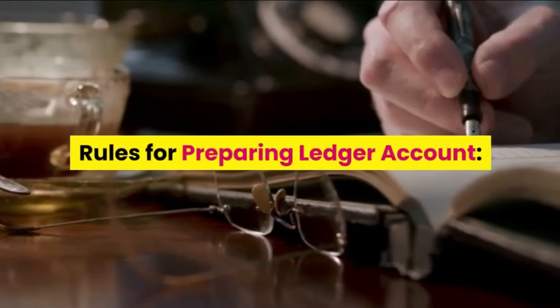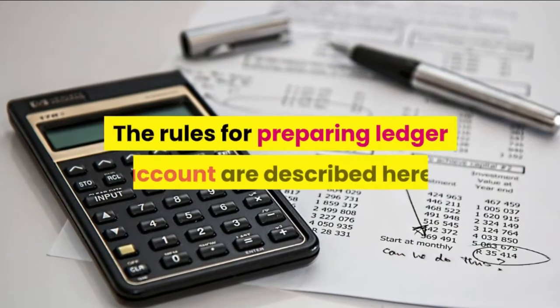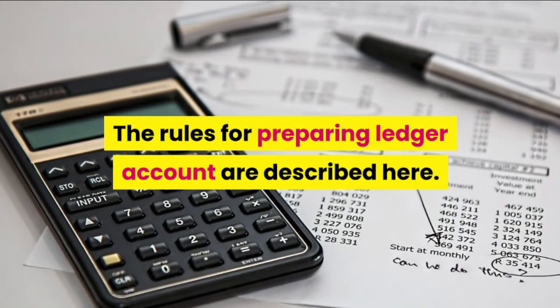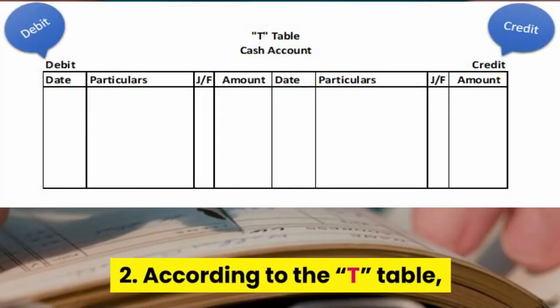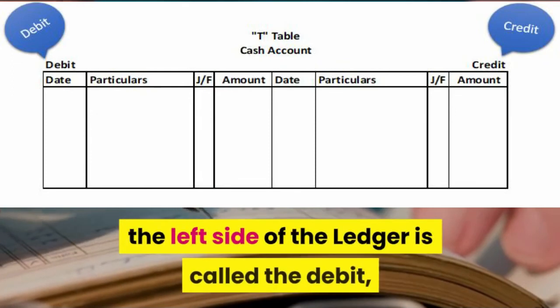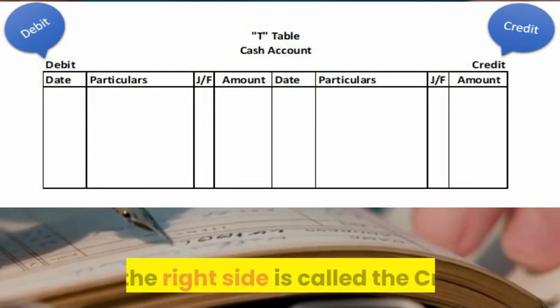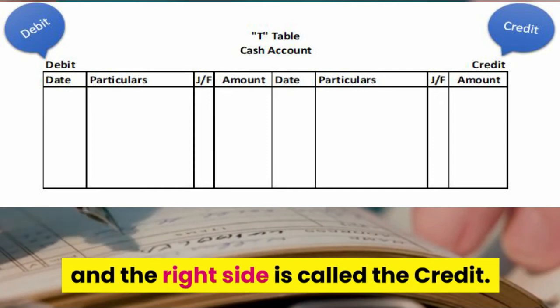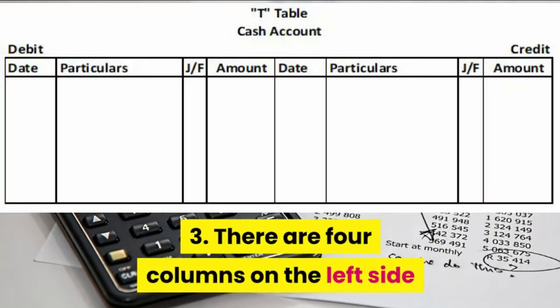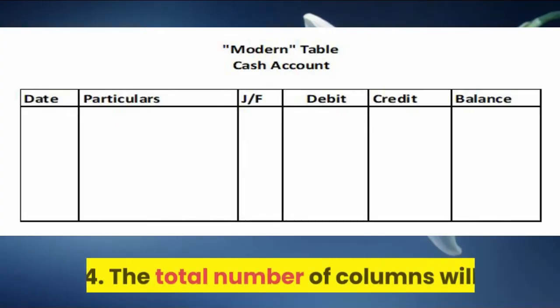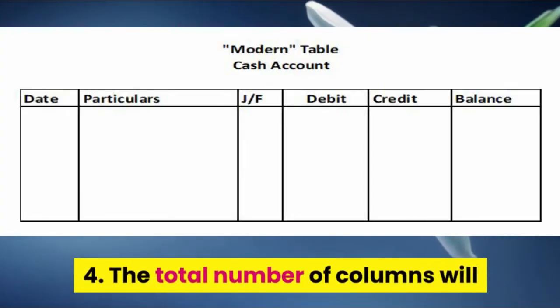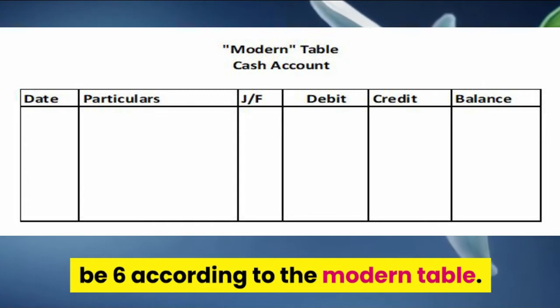Rules for preparing a ledger account. The rules for preparing a ledger account are described here. 1. First, a separate title must be assigned to the ledger account. 2. According to the T-table, the left side of the ledger is called the debit, and the right side is called the credit. 3. There are 4 columns on the left side and 4 columns on the right. 4. The total number of columns will be 6 according to the modern table.